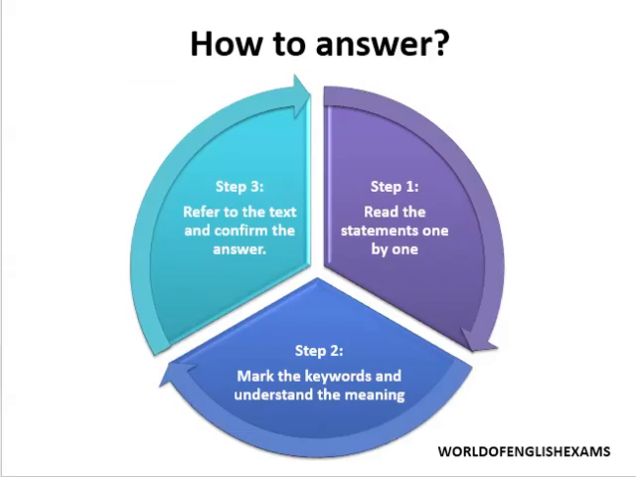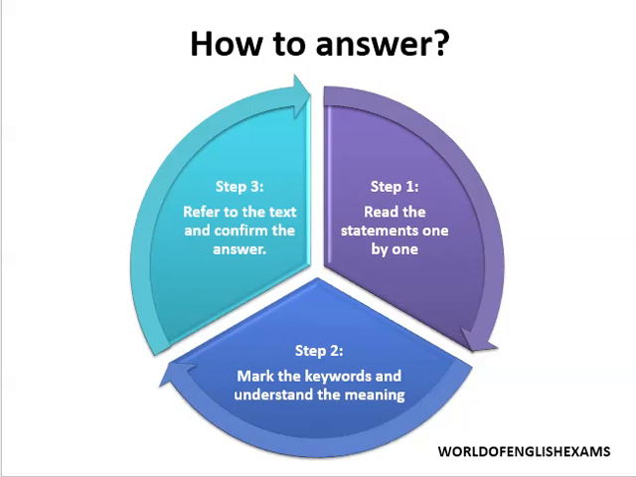So this is the 3-step method that you have to approach true, false, not given with. Step 1, read all the statements but one by one, not together. Step 2, mark the keywords and understand the meaning. Please, this is a very important step. Do not skip this. You have to mark the keywords and also understand the meaning of what the statement has to say. What exactly are you looking for? Step 3, refer to the text and confirm the answer depending on what you read.